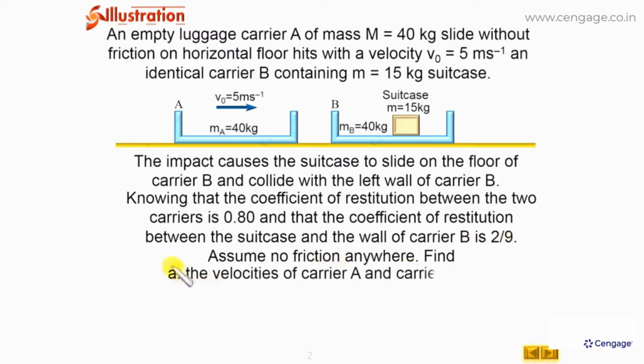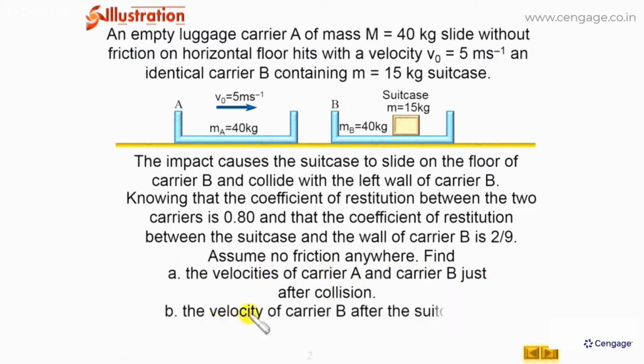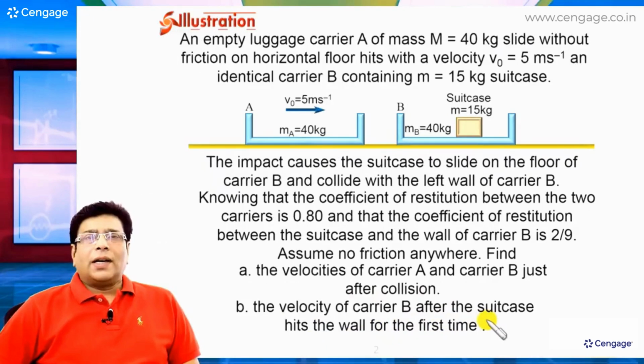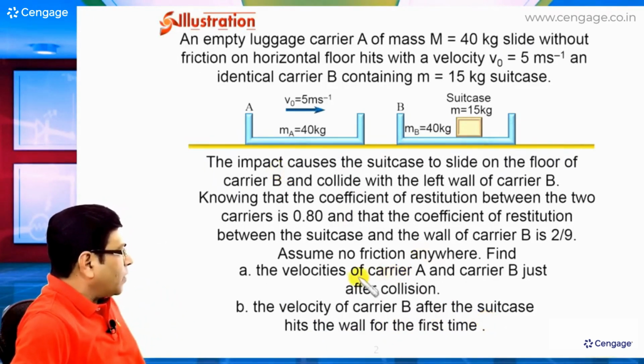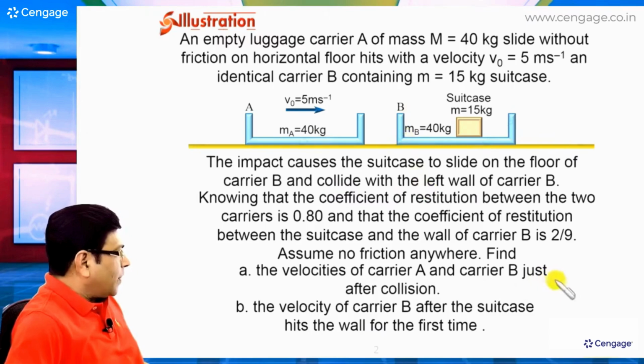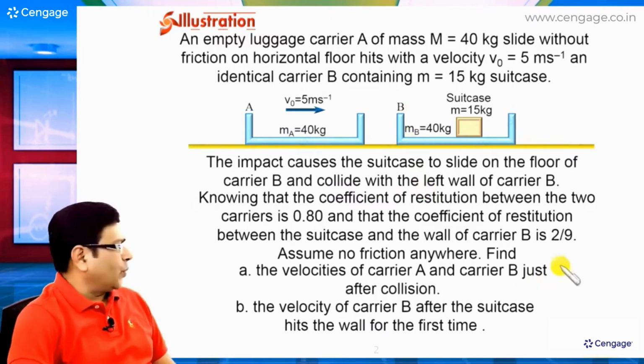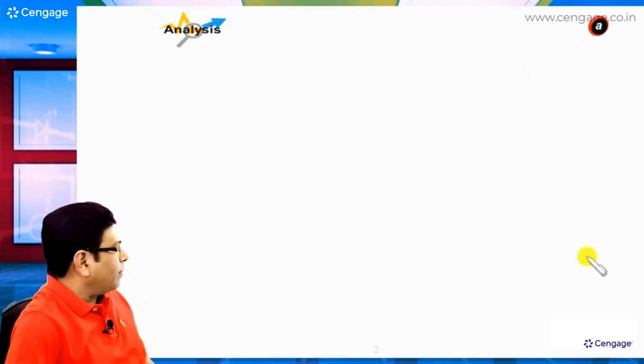Number 1, in the first part we need to calculate the velocities of carriers A and B just after collision, and in the second part of the question we need to find the velocity of carrier B after the suitcase hits the wall for the first time. These are the two questions. Let us analyze the first part. We need to find the velocities of carrier A and carrier B just after collision. Let us place the diagram on the next page.